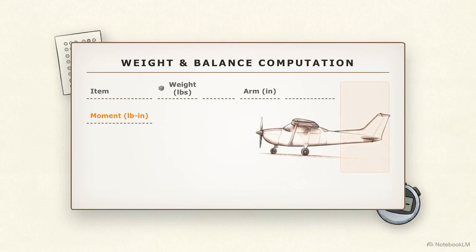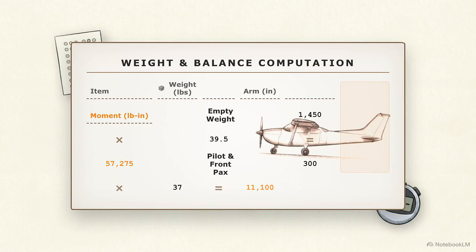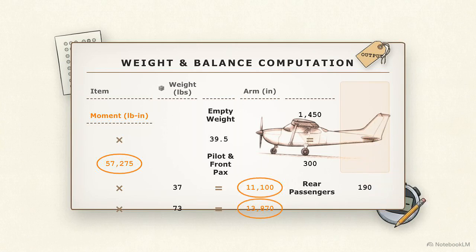This table breaks down the 5 components you need to organize complex test questions. We start by laying out our matrix: weight, arm, and moment. Our baseline is the aircraft's empty weight, 1,450 pounds, at an arm of 39.5 inches, yielding a moment of 57,275. Next, the pilot and front passenger add 300 pounds at arm 37. Weight times arm equals a moment of 11,100. The rear passengers bring another 190 pounds at arm 73, adding a moment of 13,870.